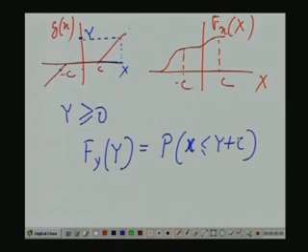Because here the straight line equation is x minus c. So, x when expressed in terms of y is y plus c. So, x should be less than or equal to y plus c. Given a y, the corresponding point is y plus c. So, x should be less than or equal to that. And that is this.